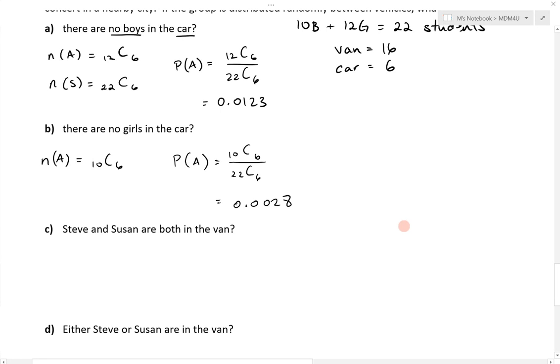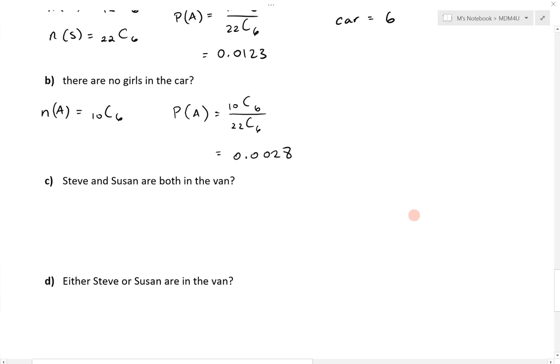So what if Steve and Susan are both in the van? How would you count that? Well, I would need to count 1 choose 1 for Steve, and multiply that by 1 choose 1 for Susan. And so you remove those 2 people out of the count, then you have 20 left. So 20 choose, I'm going to choose 14 more people to go in the van, because the van can hold 16, and Steve and Susan are already 2 that have been chosen, so 14 more have to be chosen. And the total number of outcomes for the van is going to be 22 choose 16.